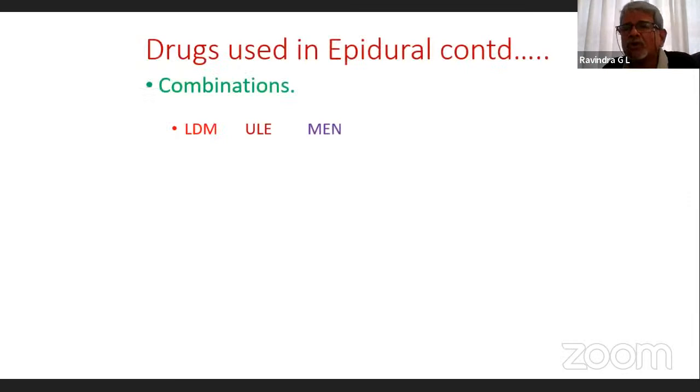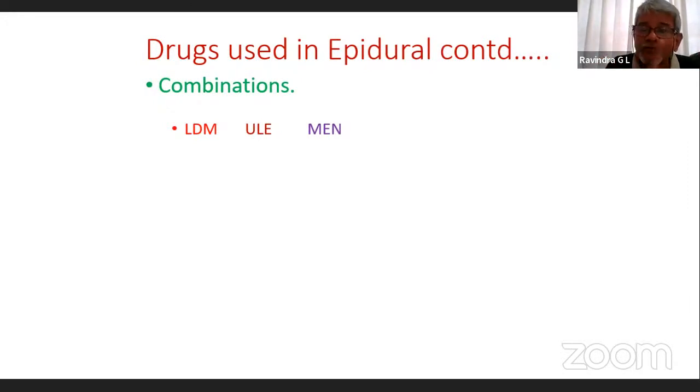We have a few combinations that we normally use. You don't get these terminologies in any of the textbooks. The first two, LDM and ULE, are coined by my good friend, Dr. Sunil Pandya. And the third one, the MEN and the REN, which I use of late, are coined by me. And these are used in my setup only, in the sense, they are specific to our setup, and we have formed these terminologies.